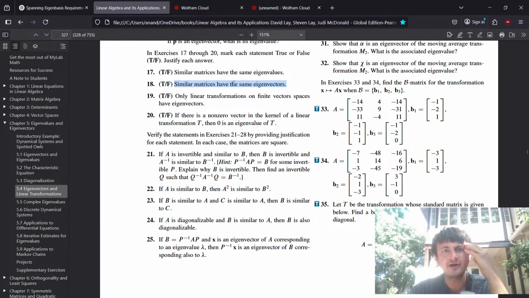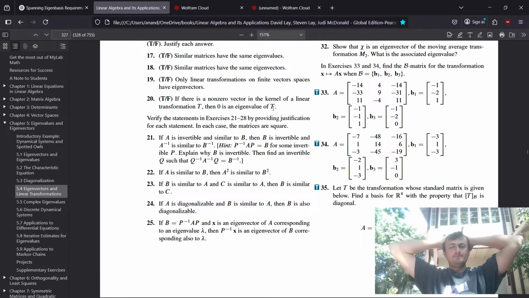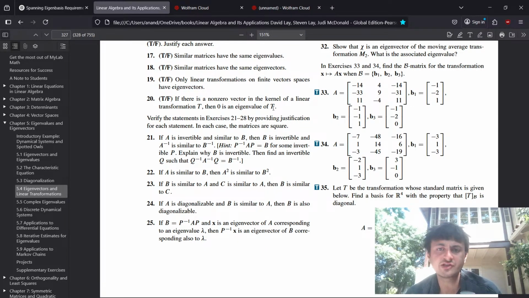Okay, 19. Only linear transformations on finite vector spaces have eigenvectors. That's false. We showed that at the beginning of the section with the vector space of discrete signals. Okay. If there's a non-zero vector in the kernel of a linear map, then 0 is an eigenvalue of T. Hold on. If there's a non-trivial null space of some linear map, then it's not invertible. I think that's false. I don't think you're guaranteed that 0 is an eigenvalue, but I think if T was invertible, then you know that 0 isn't an eigenvalue. So I think that one's also false. But we're gonna check all of those.